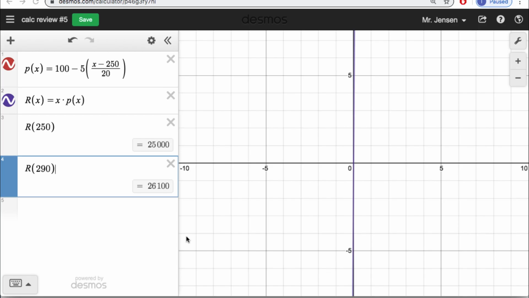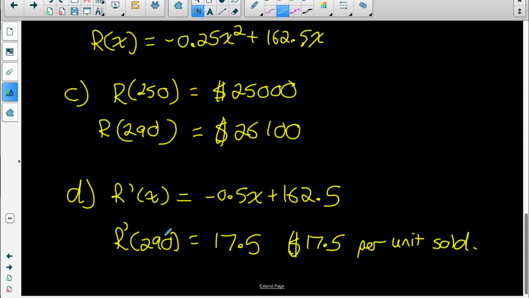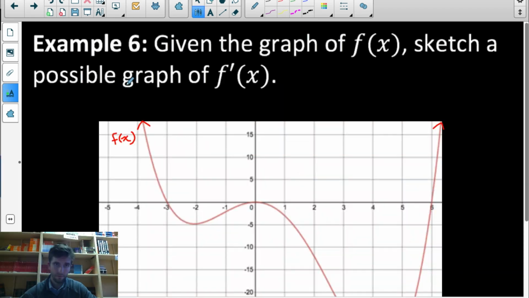So I'll go back to my calculator, and I'll evaluate r prime at 290, and it's 17.5. So that's actually the rate of change of the revenue at that number sold. So it's 17.5, so that means the revenue is going up by $17.50 per unit sold. That's what the revenue is changing by at that number sold.